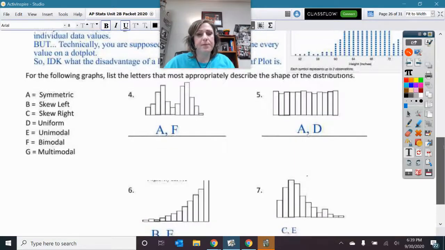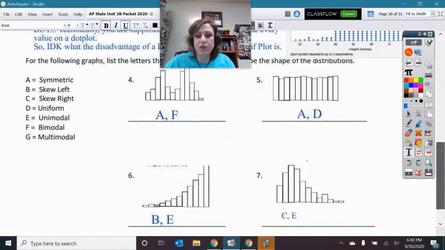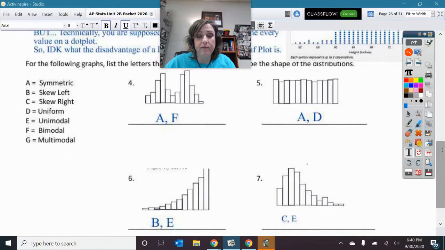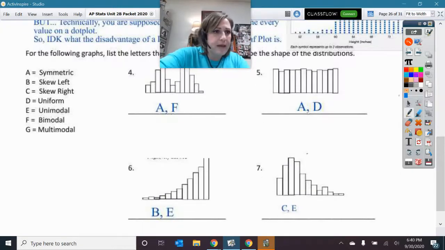All right, shapes. And you should have more than one indicator of what this is. This is bimodal and it is somewhat symmetric. Okay, so you need to have both those there. This one's uniform and also somewhat symmetric. So you're going to end up having one of these things A, B, or C, and then D, E, F, or G. So you're going to have A, B, or C, a shape, and then a number of modes or uniform.